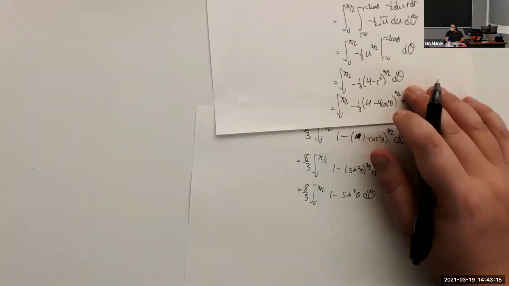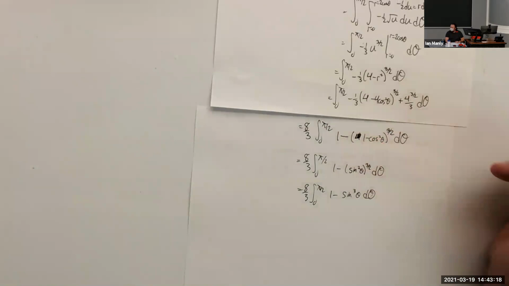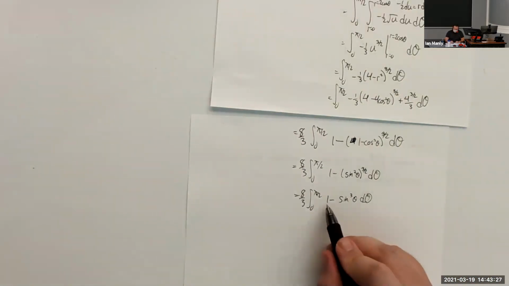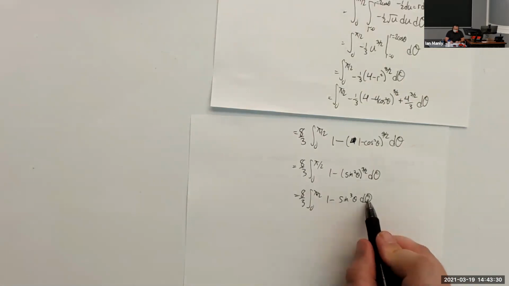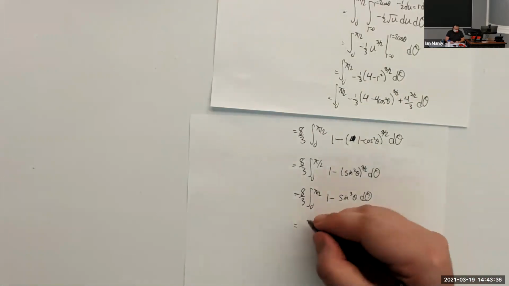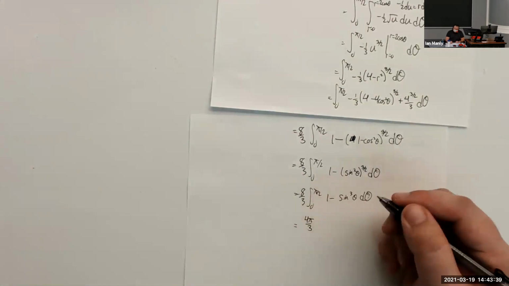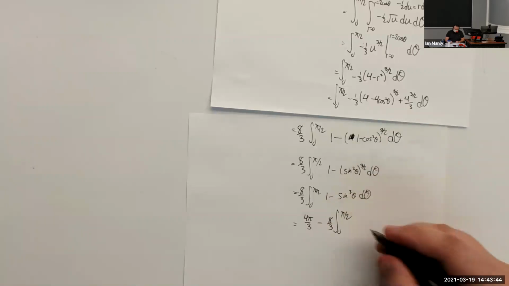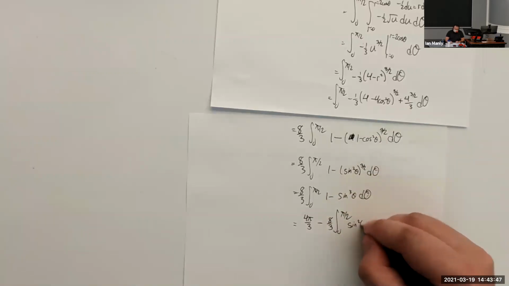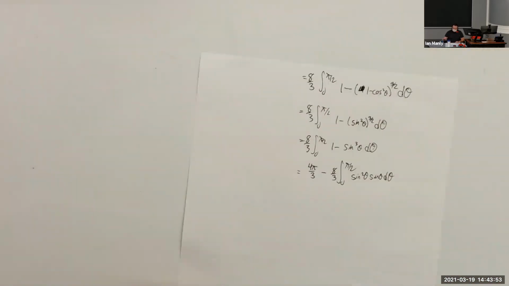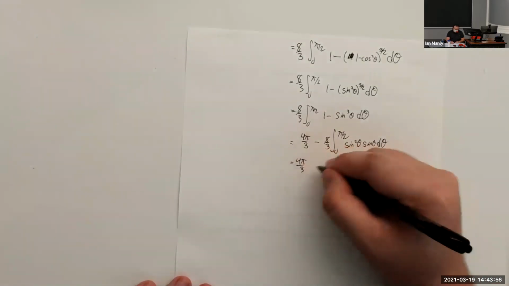Yeah, Michael's got the right idea. We split off a sine, and we change the sine squared into 1 minus cosine squared. That's absolutely right. But before we do that, I'm just going to integrate 1 with respect to theta and get theta. And then if I plug these bounds in, it's going to be pi over 2. So I end up with 4 pi over 3 when I do that, minus 8/3 the integral of sine squared of theta times sine of theta d theta, which now I will take your suggestion and turn that into cosine squared.